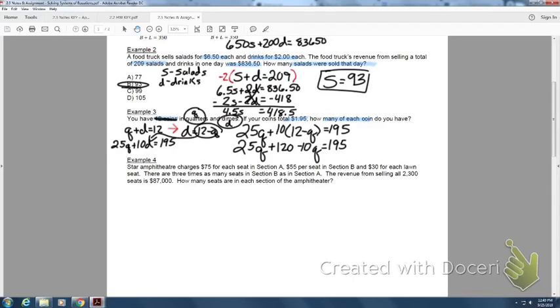Okay. Combine like terms to get 15Q. I would subtract 120 over to the right, so it would equal 75. Which tells me 5 quarters, which would give me how many dimes if I have 12 total coins?